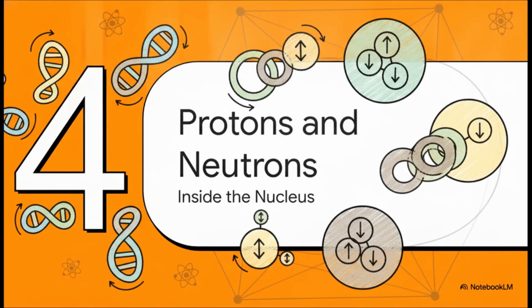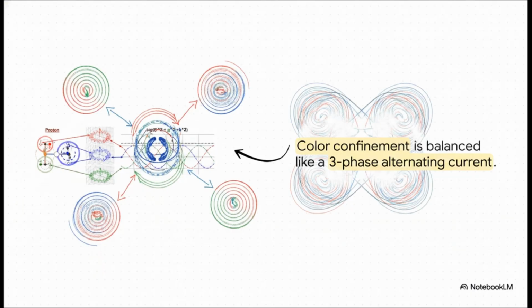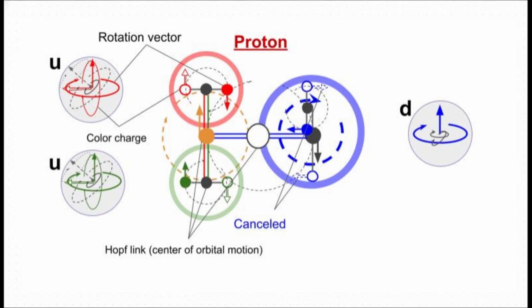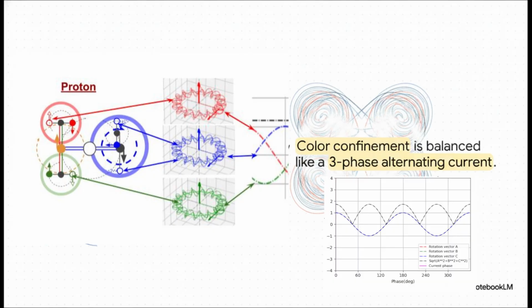Let's move on to Section 4, inside protons and neutrons. Here, we can finally visualize color confinement not as some abstract math rule, but as a perfectly balanced three-phase alternating current, just like how red, green, and blue light mix together to form pure white light. These three vibrating angular momentum vectors, which are the three quarks, synchronize. Their vibrations perfectly cancel each other out to create an incredibly stable structure.